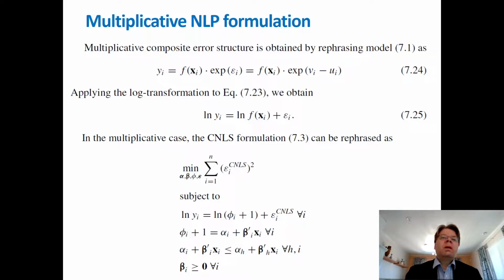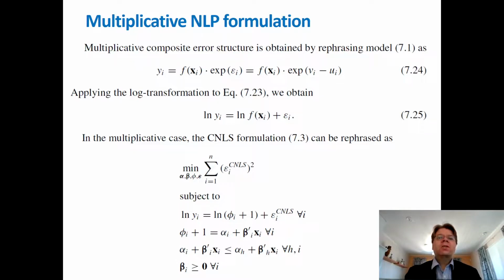The reason I add phi i plus 1 is that with this trick, I avoid the situation where the computational algorithm tries to take the logarithm of 0, since phi i might potentially be equal to 0. I want to avoid that by adding 1. So phi i plus 1 is in fact our fitted value of the frontier. This way, by not taking logarithms directly of the x variables, but taking logarithms of the fitted value of output, we can model this multiplicative error structure and have this logarithmic transformation without violating the concavity assumptions.